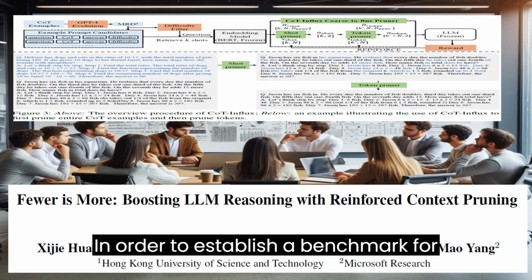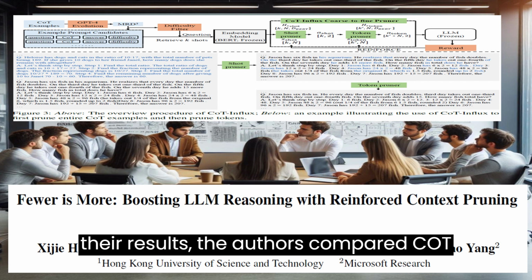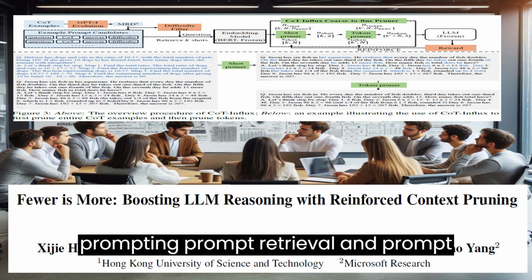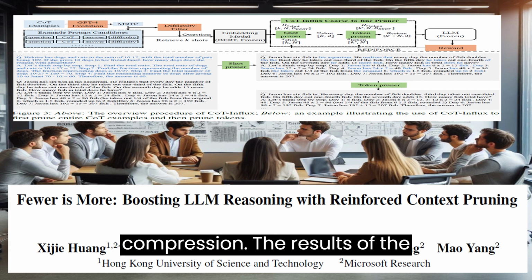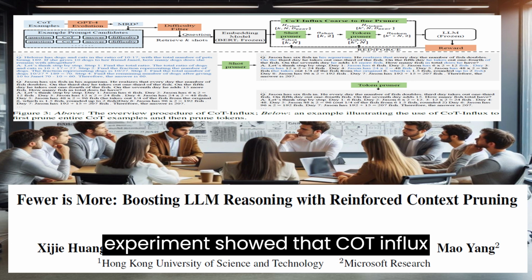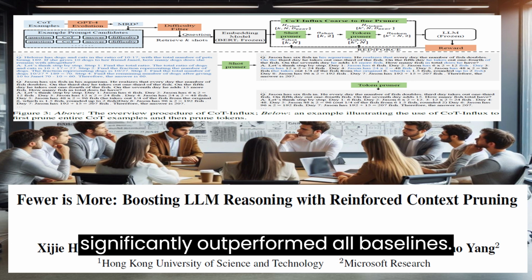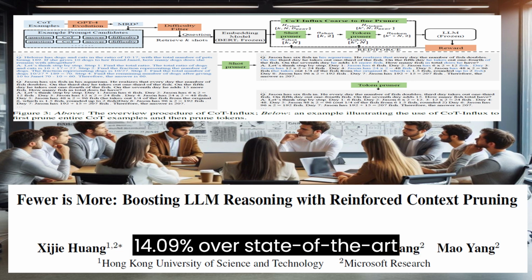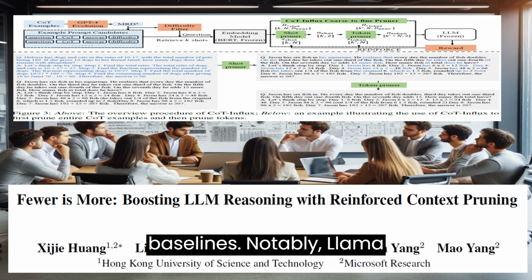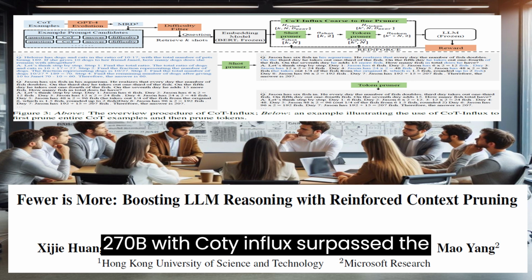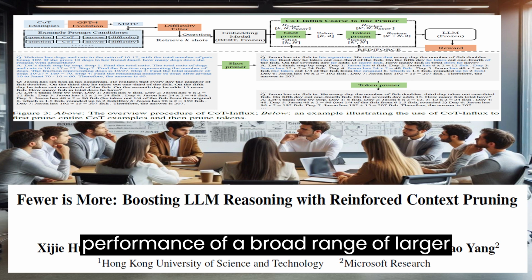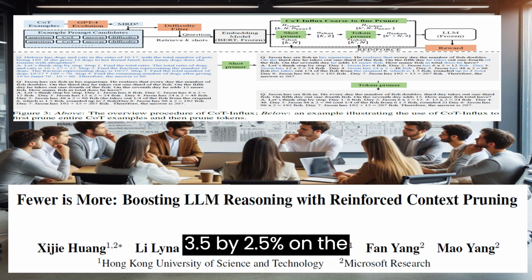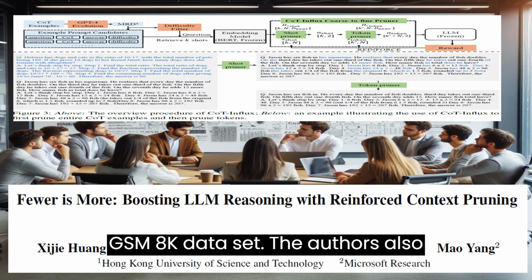In order to establish a benchmark for their results, the authors compared CoT influx with several baseline methods. These included CoT and few-shot CoT prompting, prompt retrieval, and prompt compression. The results of the experiment showed that CoT influx significantly outperformed all baselines, achieving an absolute improvement of 1.36% to 14.09% over state-of-the-art baselines. Notably, Llama 2-70b with CoT influx surpassed the performance of a broad range of larger LLMs and even outperformed GPT 3.5 by 2.5% on the GSM8K dataset.